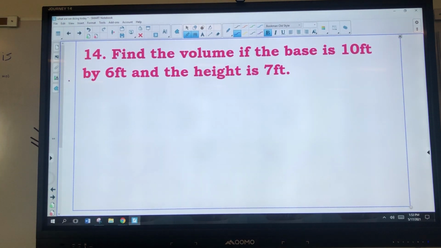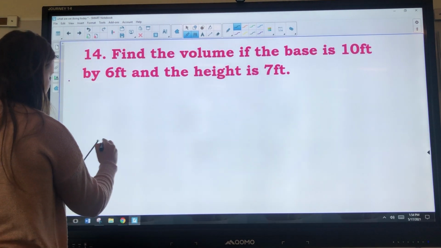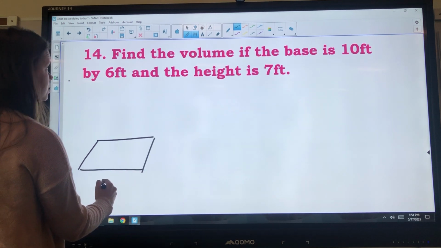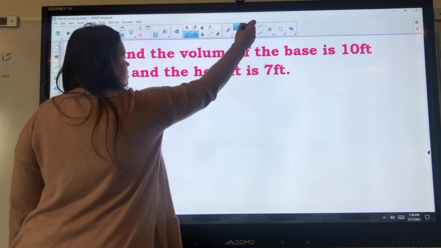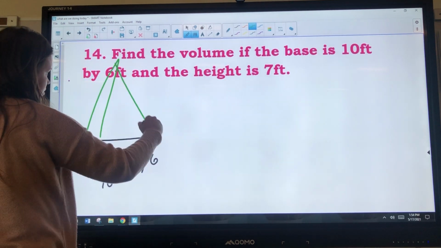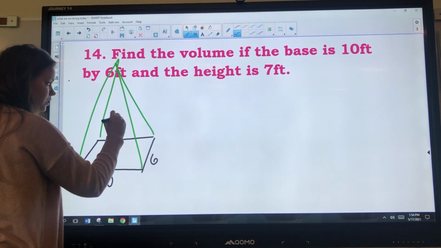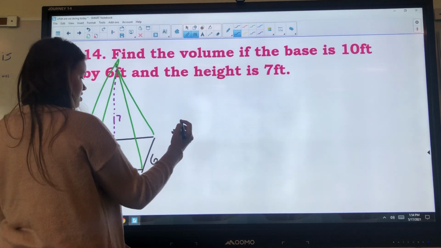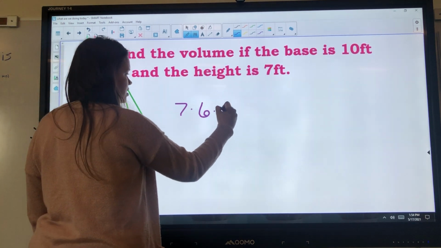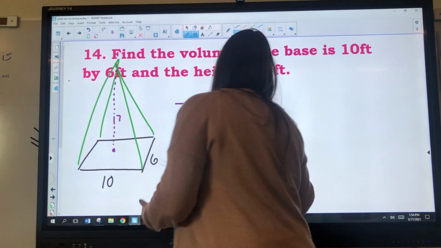Okay, I'm sure this one works out to be a decimal. Find the volume if the base is 10 by 6 and the height is 7 feet. So let me draw it. We have a rectangular bottom that is 10 by 6. And then the height actually goes from the middle of the box up. But who cares? That's 7. So you do length times width times height. 7 times 6 times 10. The order doesn't matter when you're multiplying. Divide that by 3, see if you get a decimal.